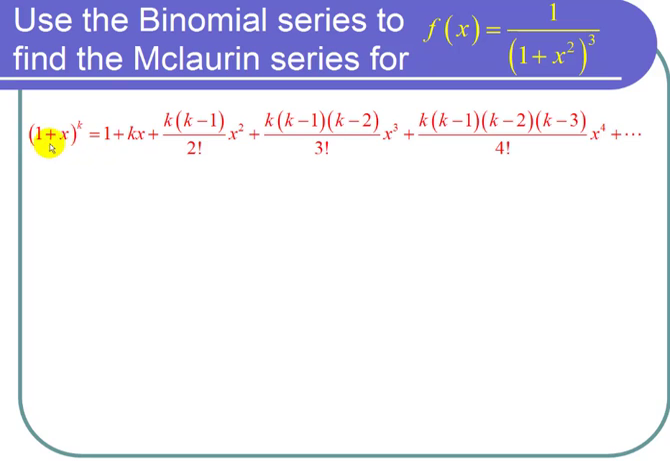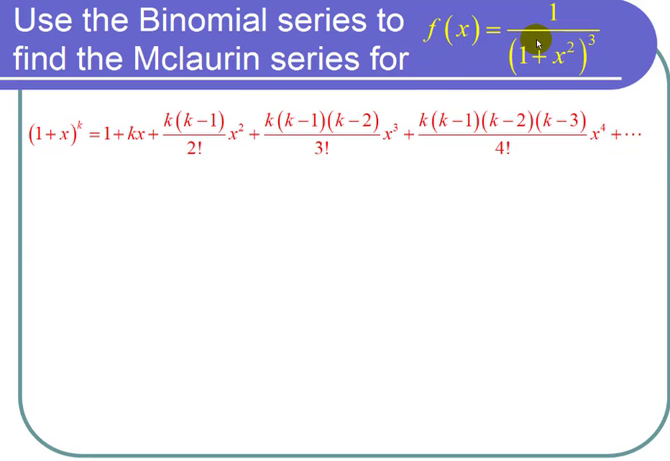And it says that (1 plus x) quantity to the k power is equal to 1 plus kx plus k times (k minus 1) over 2 factorial x squared plus k times (k minus 1) times (k minus 2) over 3 factorial x cubed plus k times (k minus 1) times (k minus 2) times (k minus 3) over 4 factorial x to the fourth plus etc. and we get the idea.